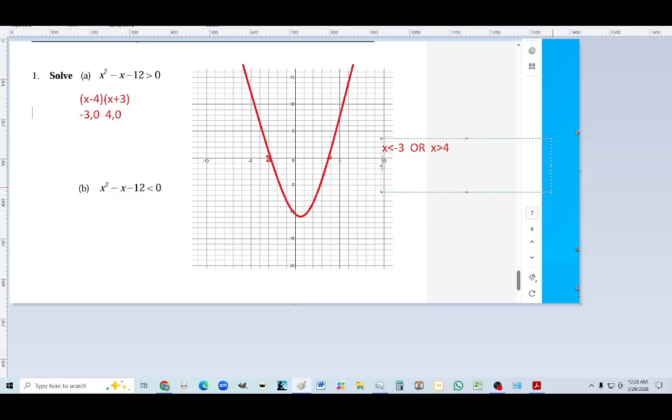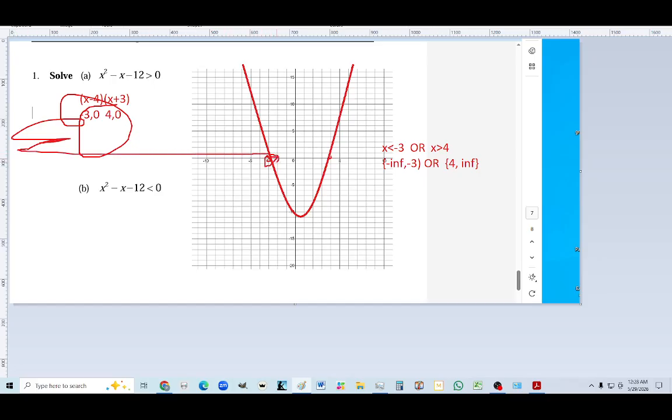Another way of writing that is like this. You would write it as a rounded bracket, negative infinity, which is on the left, to minus 3, or rounded bracket, because we're not including the 4, and you never include infinity, so it's a rounded bracket. And what this is saying is from negative infinity, which is way on the left, all the way to minus 3. And this is saying from 4 all the way to positive infinity.